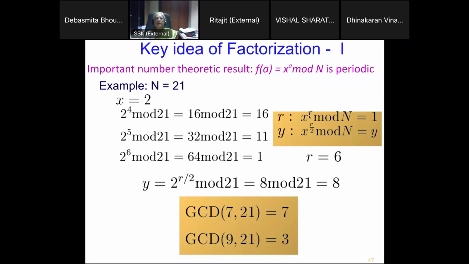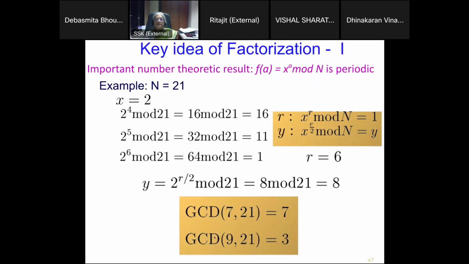R is an integer, and typically this will be an even integer. So then I can define x^(r/2) modulo n to be y. In this case, y happens to be 8. Now if I take the GCD of 8 minus 1 and n, and 8 plus 1 and n, I get 7 and 3, which are the factors of 21.